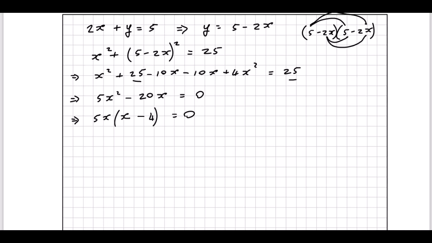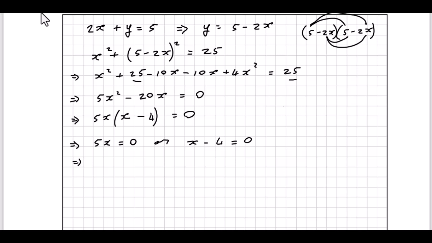When you have two terms multiplied by each other and your answer is 0, that means one of those two must be 0. In other words, if I have an a and I multiply it by a b and my answer is 0, a must be 0 or b must be 0. One of those must be 0, otherwise we won't get 0 as an answer. So 5x must be equal to 0 or x minus 4 must be equal to 0.